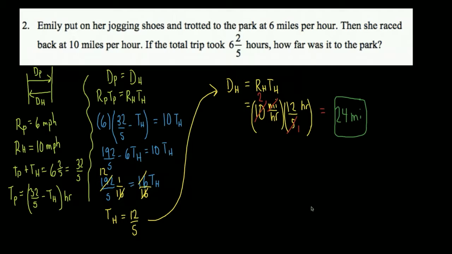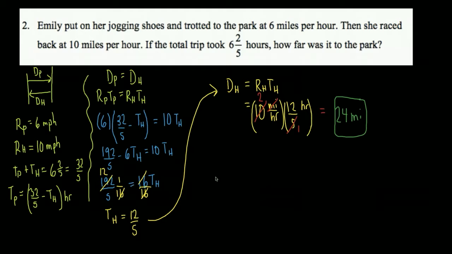Checking the answer for example 2, the diagram is pretty much the same as example 1. The distances are equal, so the main equation is dp equals d sub h. And then, just like before, I wrote down all the things that I knew, the rates and the times that I knew, and then just plugged them in and solved for th.